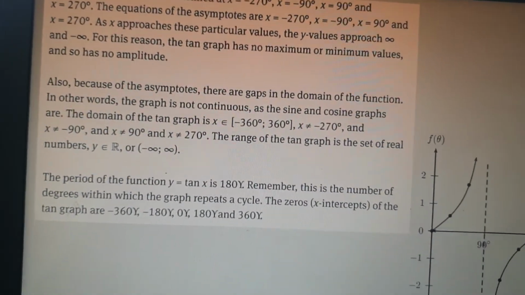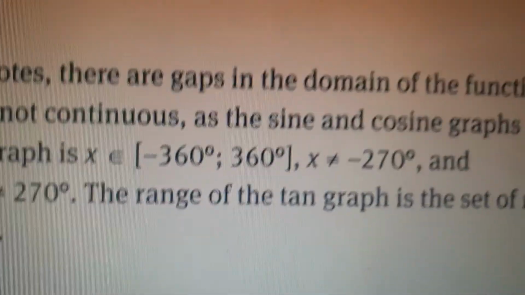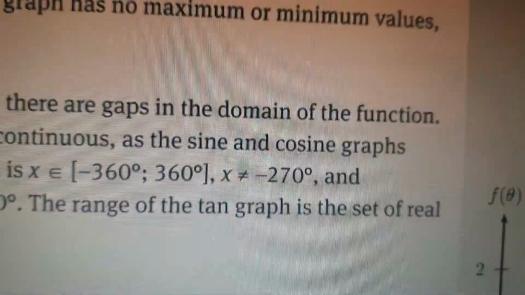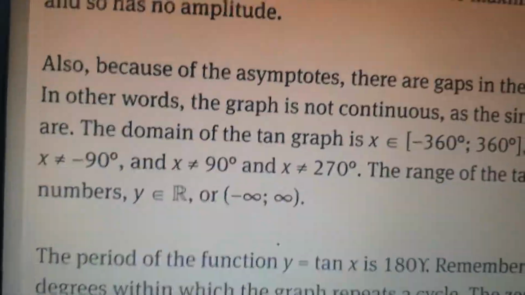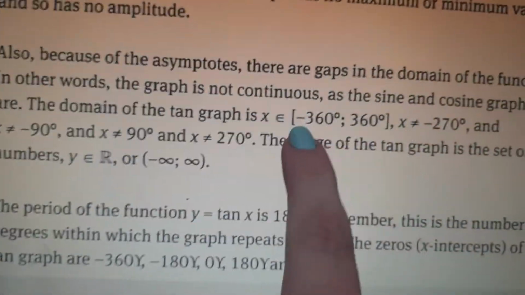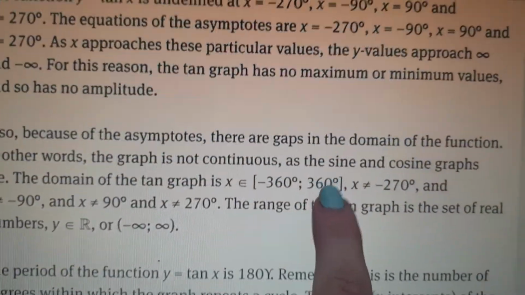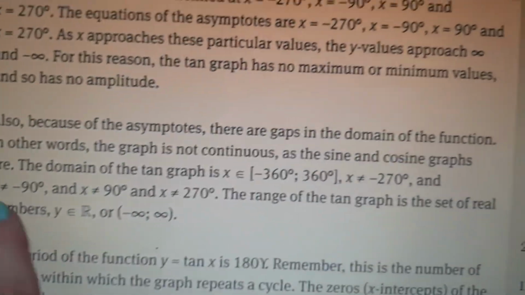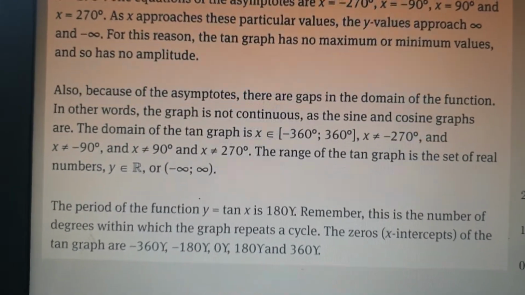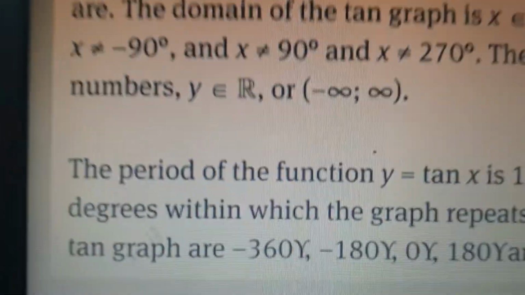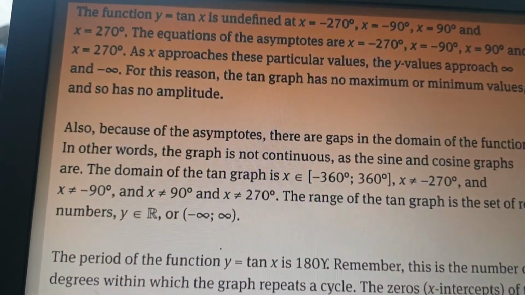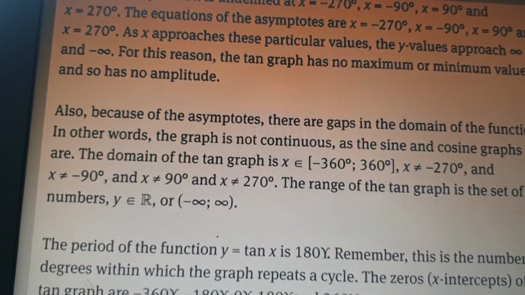And therefore, we write the domain of the Tan graph. X is an element of minus 360 to 360, but x is not equal to minus 270, minus 90, 90, and 270. So we write it's between minus 360 and 360, but it is not any one of the 4 asymptotes. Okay, and then obviously the range, the y values, is all the real numbers, minus infinity to infinity.